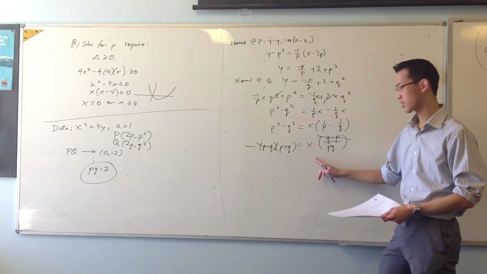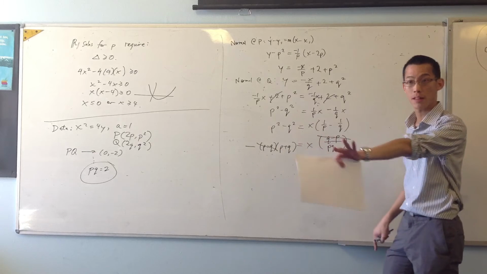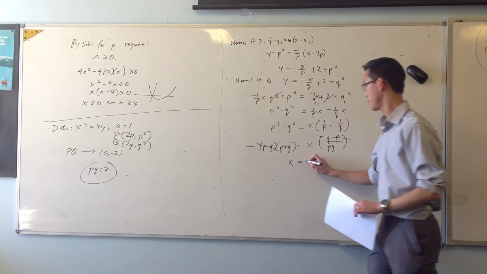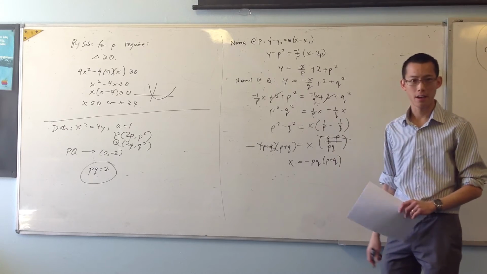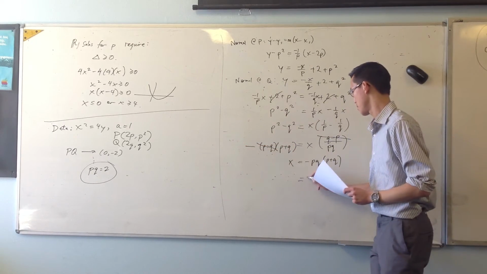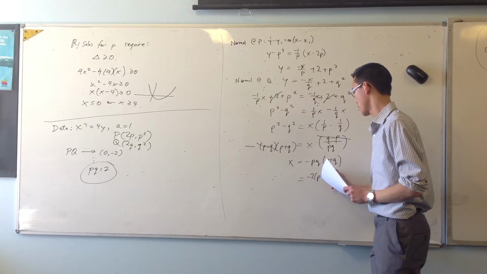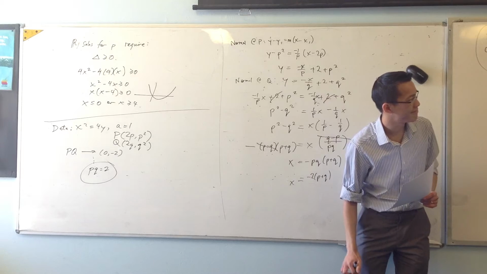Lastly, to isolate the x, what have I got to do? This is 1 over pq, so just multiply through by pq. So this is what I have, okay? But as some of you have noticed, I've already worked out what pq is, right? Okay, so done.